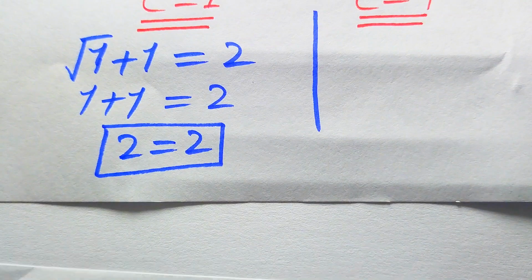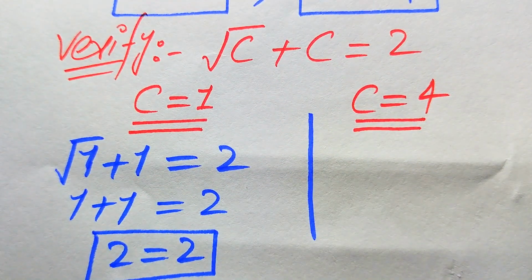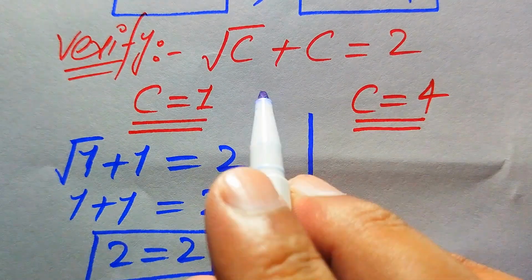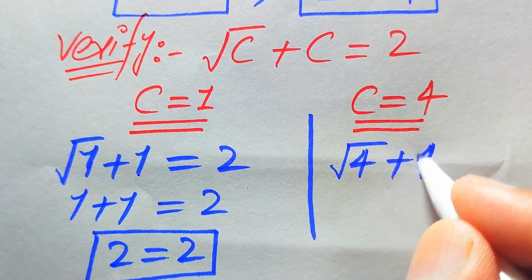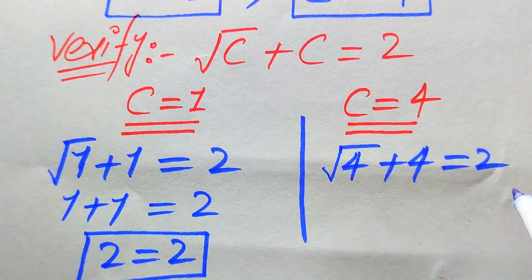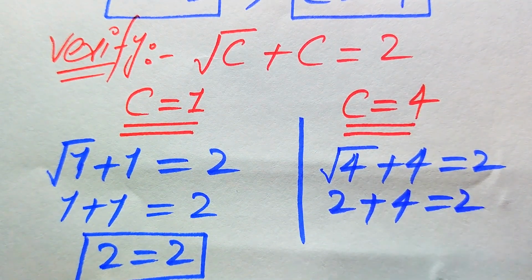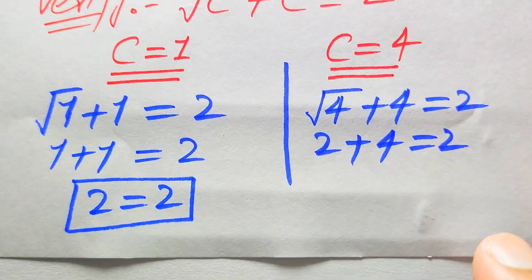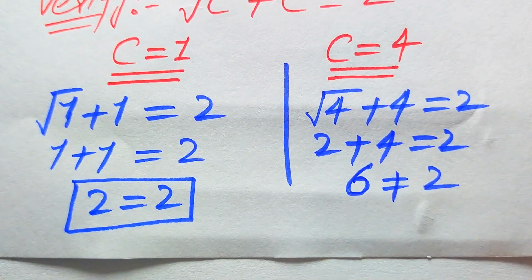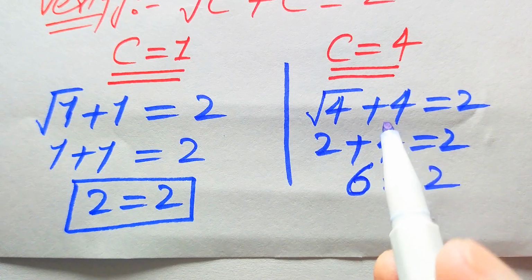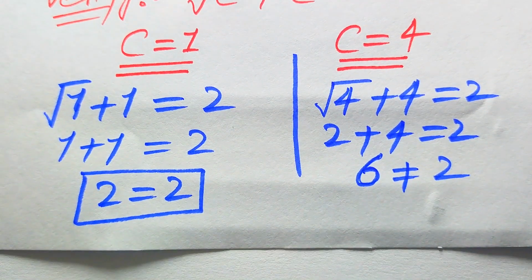And now in the same pattern we verify the second value of c. So when we put c is equals to 4 into the left hand side, this will become square root of 4 plus 4 is equals to 2. And we know that square root of 4 becomes 2, plus 4 is equals to 2. And further we have 2 plus 4 becomes 6 is equals to 2. So you see that both of the sides are not equal. It means that the value c is equals to 4 does not satisfy our given question statement.